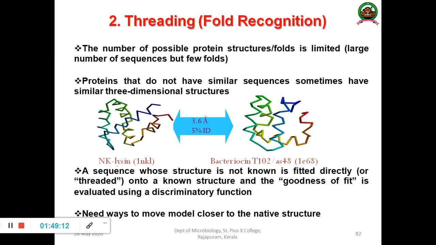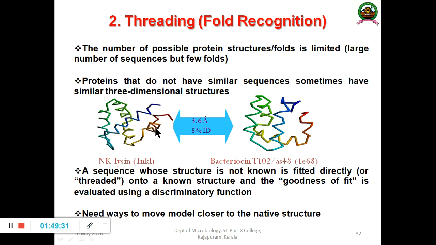Then the second approach. So this much I have told about homology modeling. The second approach is threading, that is known as fold recognition. Fold recognition is a very simple method. I told you, we are not going to model a complete protein like in homology modeling. We want to study a small peptide fold, a particular fold.